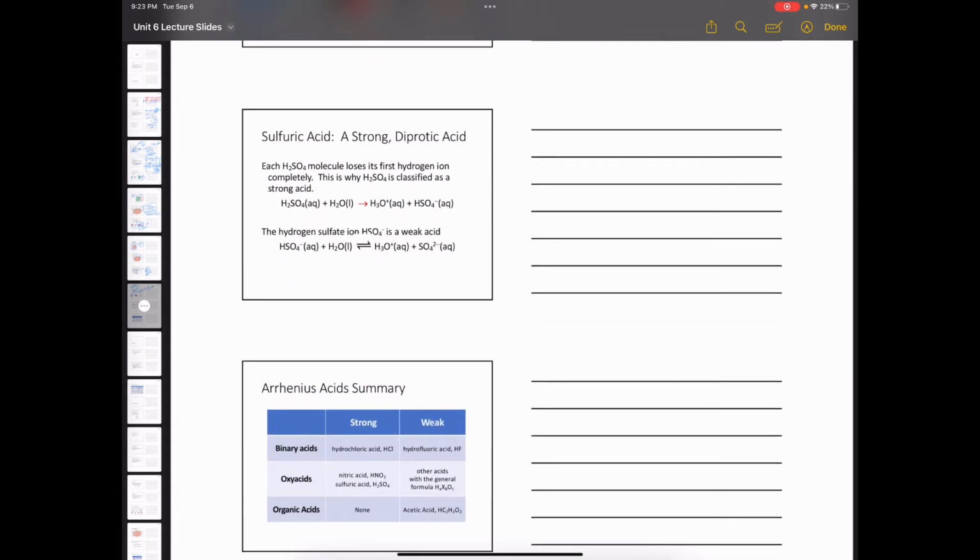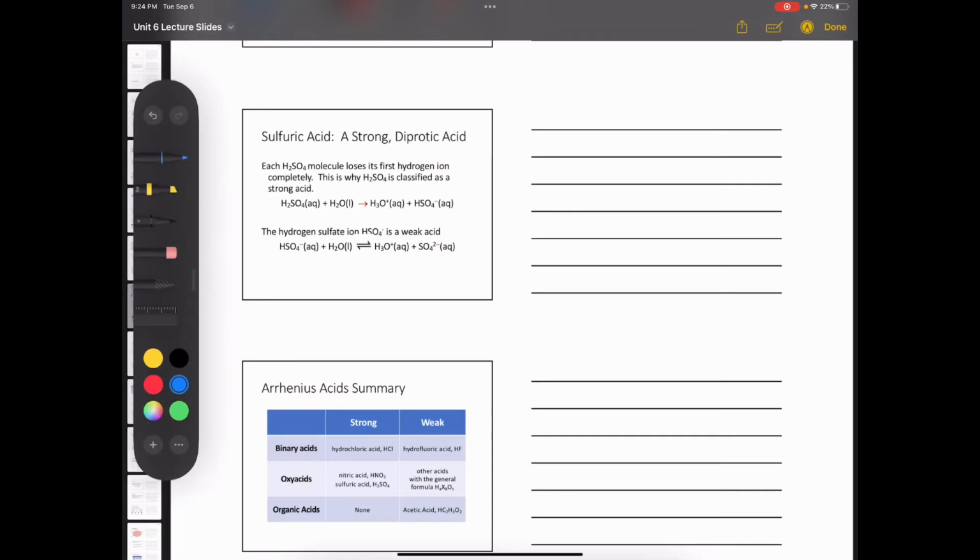Sulfuric acid is considered a strong diprotic acid. Each H2SO4 molecule loses its first hydrogen ion completely. That's why H2SO4 is classified as a strong acid. Classifying as a strong acid is based on the dissociation, and how the hydrogen ion is lost. If it is completely dissociated and completely donated, then we consider that a strong acid, as we talked about earlier. So H2SO4 is a diprotic acid, right? Because H2SO4 has two hydrogens to donate.